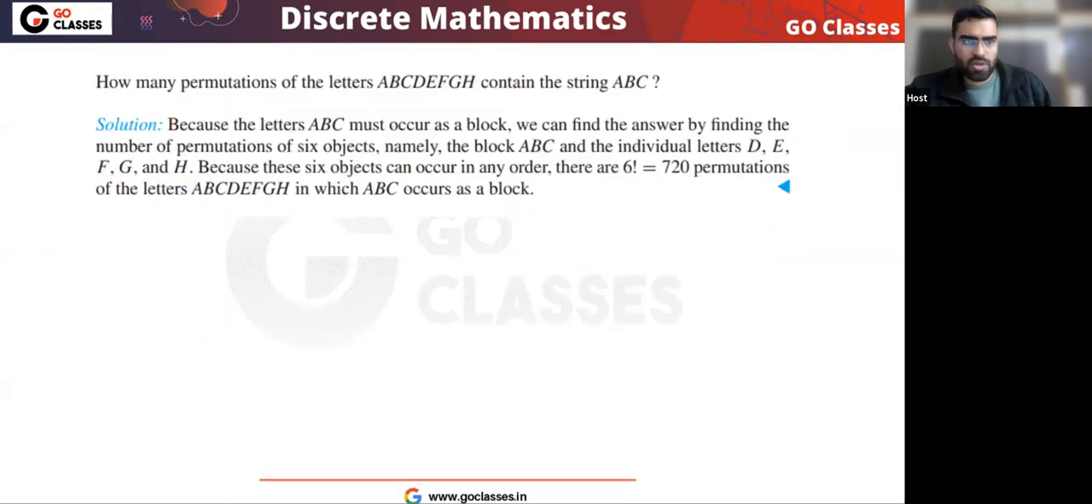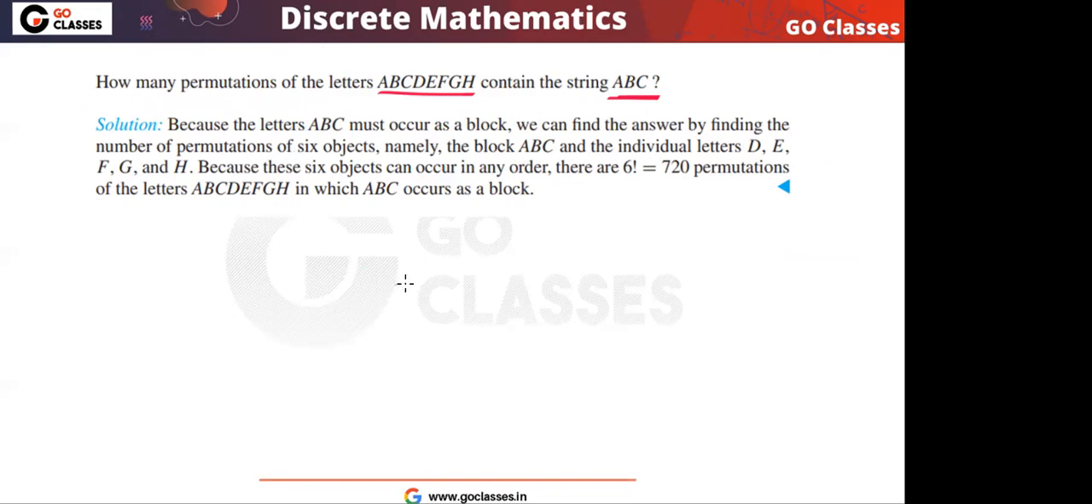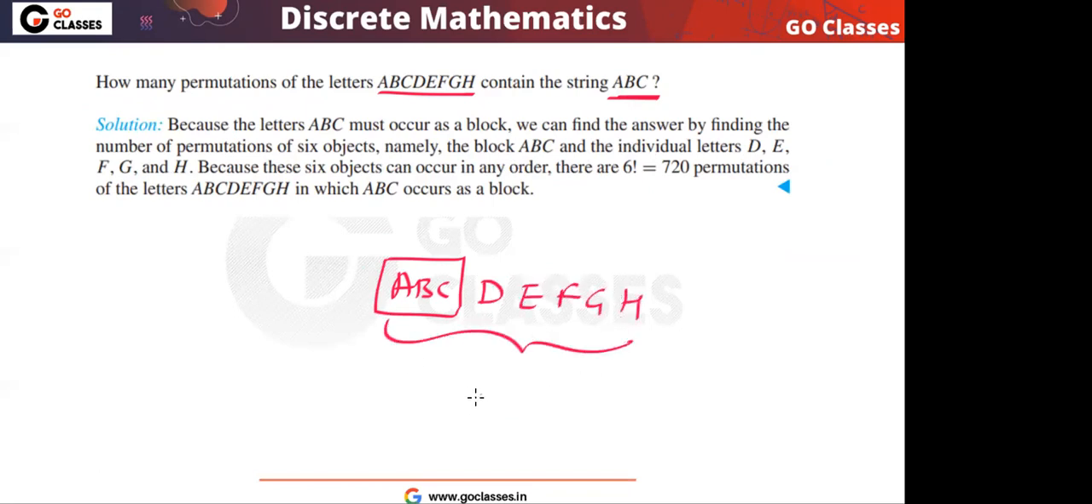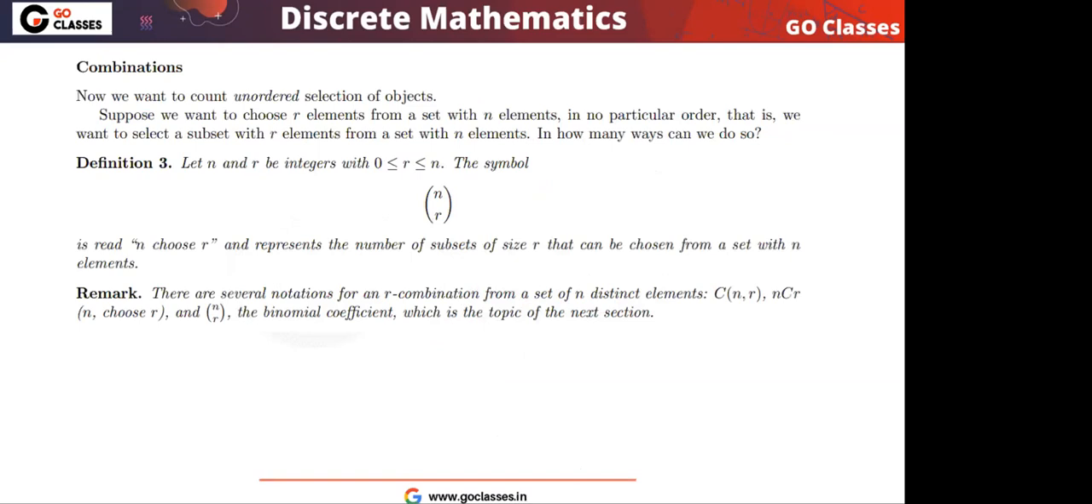Here you can notice A, B, C, D, E, F, G, H and a substring ABC must be there. So what you can do, this ABC you can put in one box. Then you have D, E, F, G, H. Now you can arrange them, and that is 6 factorial. Like this you can do.